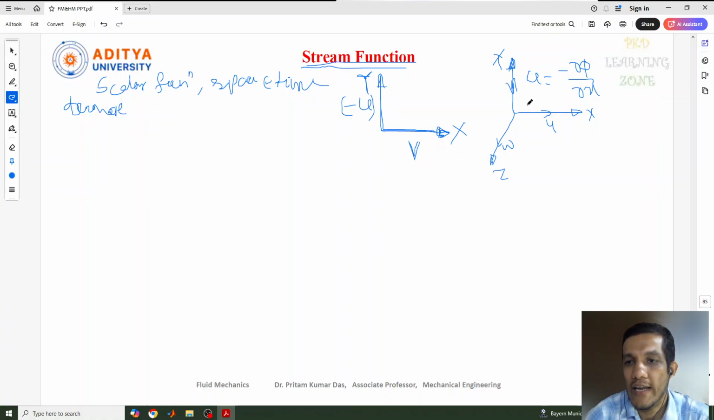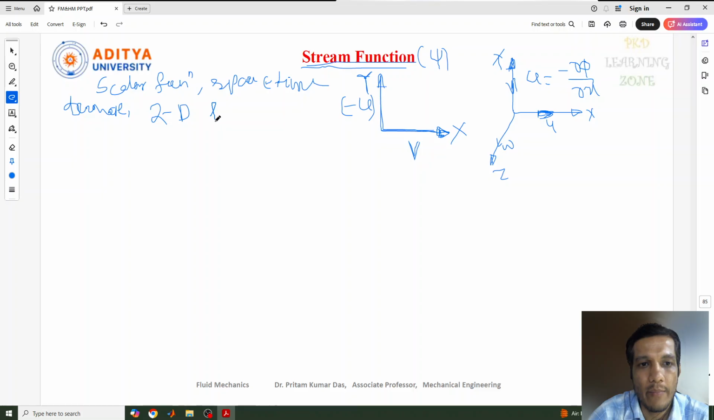Previously, in whichever direction the flow was, the velocity components were identified in the same direction. For this case, we take the right angles of that particular direction. So let me tell you how we define it. This stream function is denoted by psi, and this psi will be considered only in two-dimensional flow. Keep in mind, this is for two-dimensional flow.